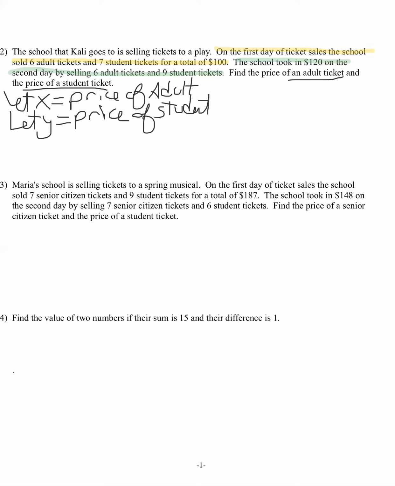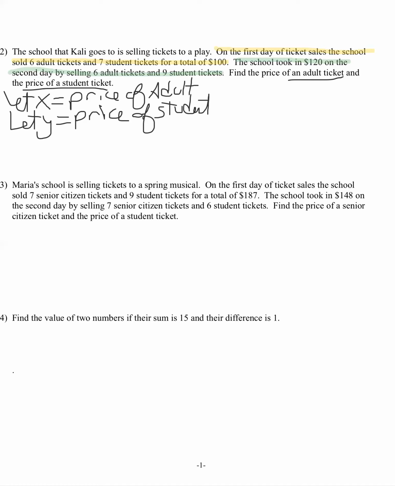All right, now that I have my variables set up, I'm going to look at my yellow sentence and I'm going to look at my green sentence and I'm going to write an equation for each one of them. Once I have the equations written, you can kind of forget that it's a word problem. You're just going to solve and then give me my answer. Okay, so let's look at the yellow sentence. On the first day of ticket sales, the school sold 6 adult tickets and 7 student tickets for a total of $100.